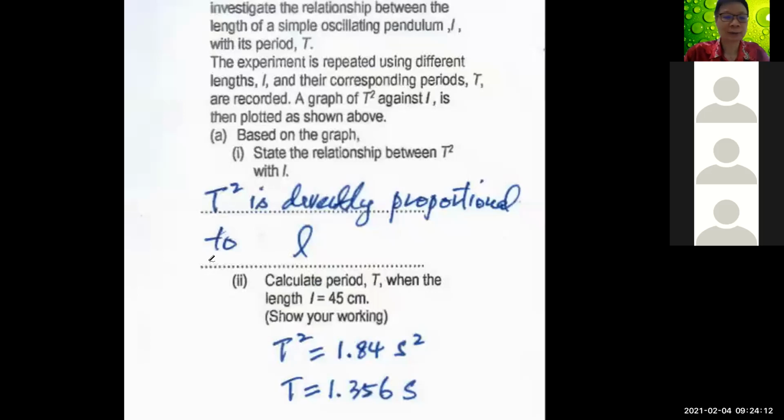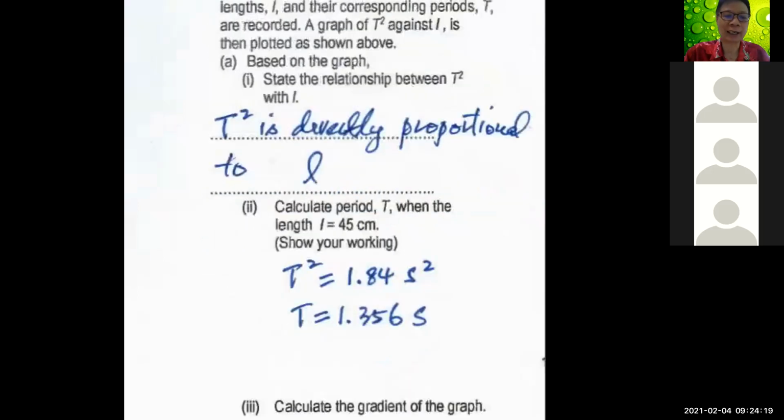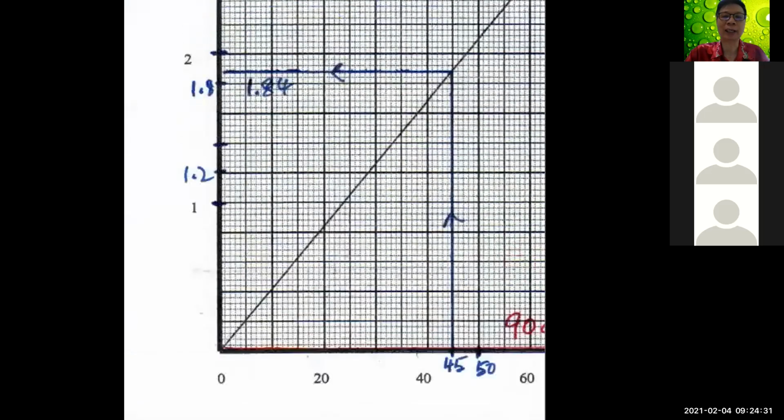The next one, calculate the gradient. Find the gradient of the graph. Can you all do it? Find the gradient. And the same statement they will give: show your working, how you find the gradient. Okay, now you see how I find the gradient.